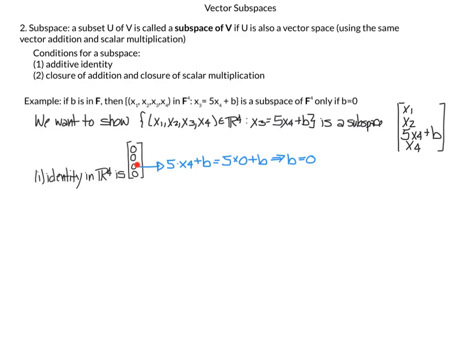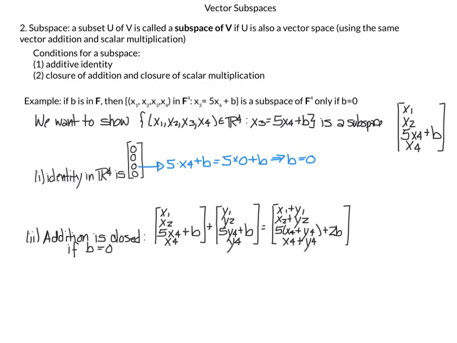In our subspace, this x3 is equal to 5x4 plus b. So I've written that here. This x3, this third coordinate, is 5x4 plus b. In this case, x4 is equal to 0, so it's 5 times 0 plus b, which implies for x3 to be 0, in order to be the identity vector, then b must equal 0. So the identity is in this subset here as long as b is equal to 0.